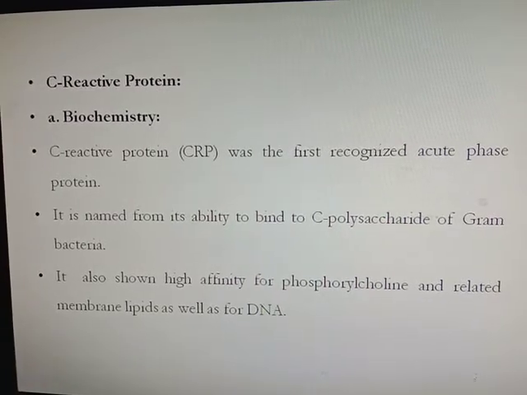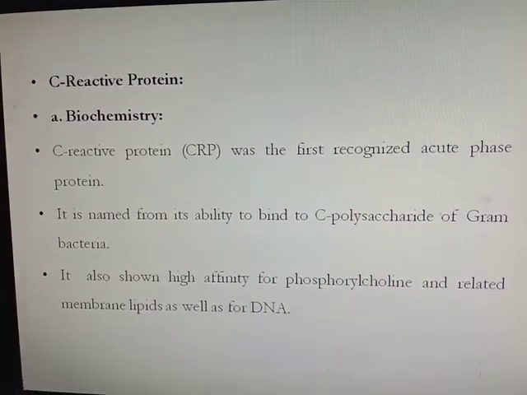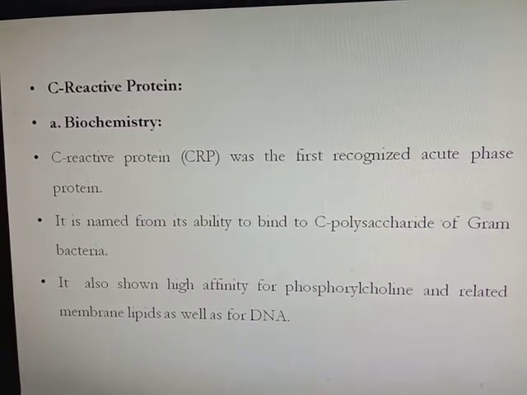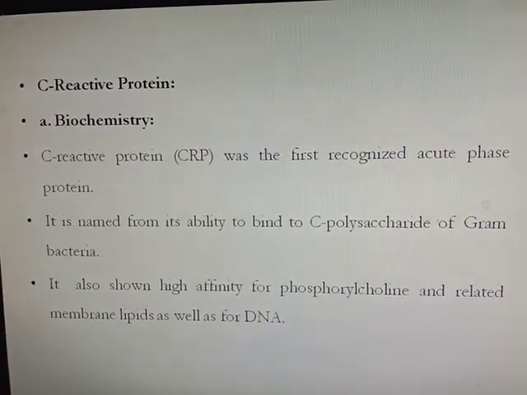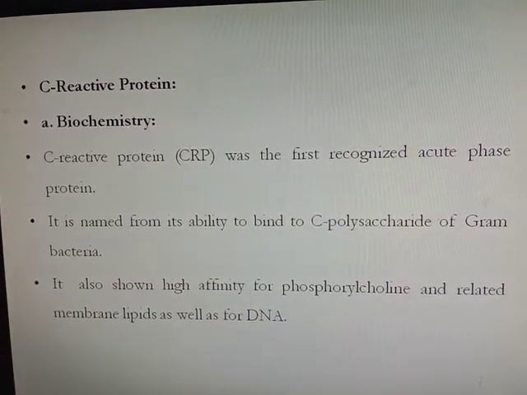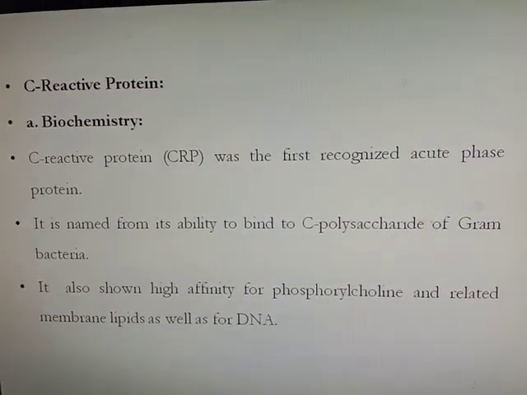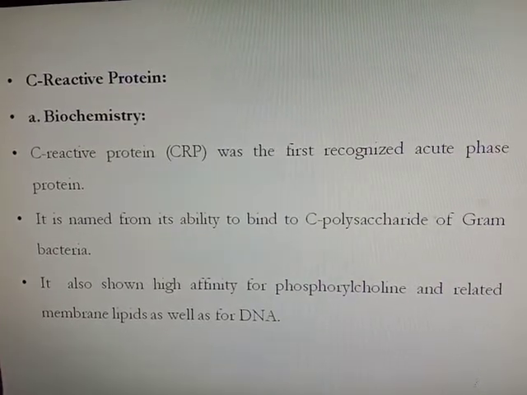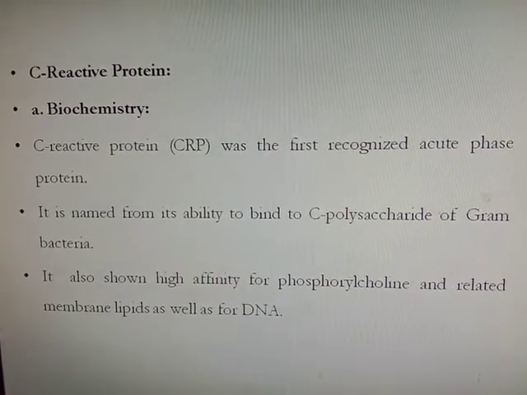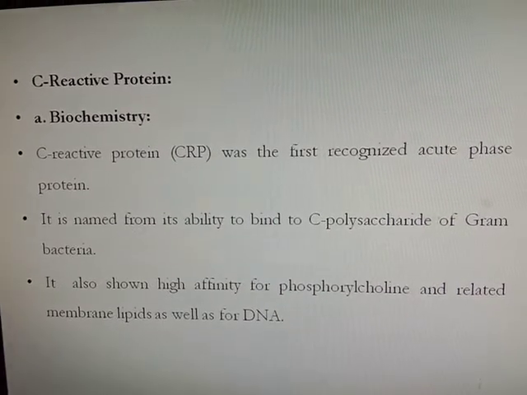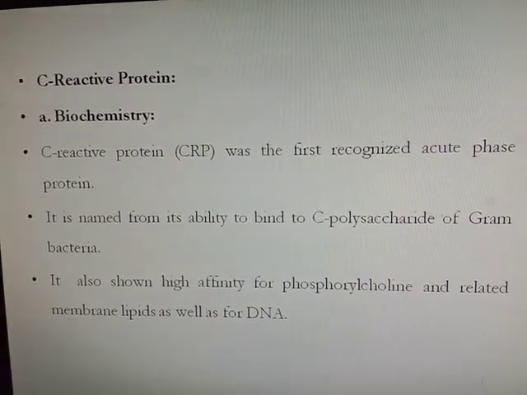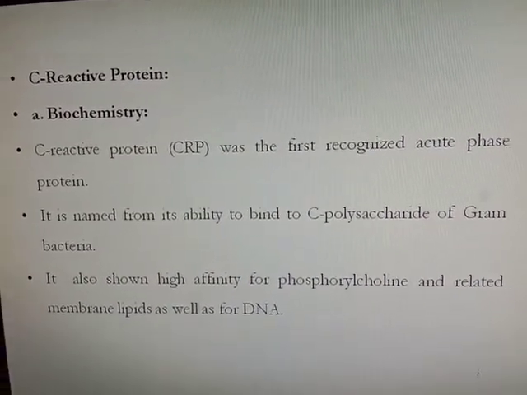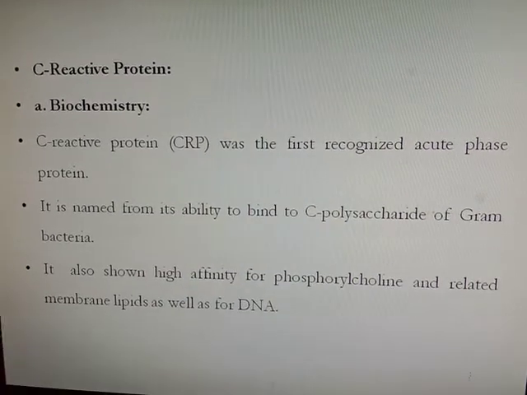The biochemistry of C-reactive protein: C-reactive protein was the first recognized acute phase protein. Its name comes from its ability to bind the C-polysaccharide of gram-positive bacteria. It also shows high affinity for phosphorylcholine and related membrane lipids, as well as for DNA.